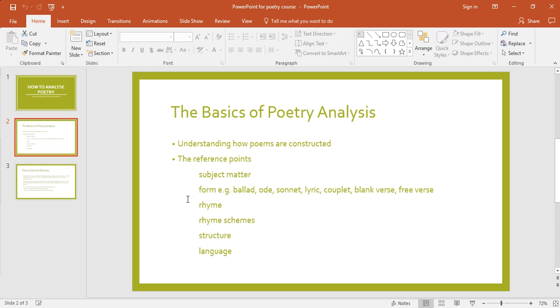The next thing is structure. Structure is the internal organisation of a poem. When discussing structure, you might comment on what the poem is about and how the lines connect, and how the poem ends.